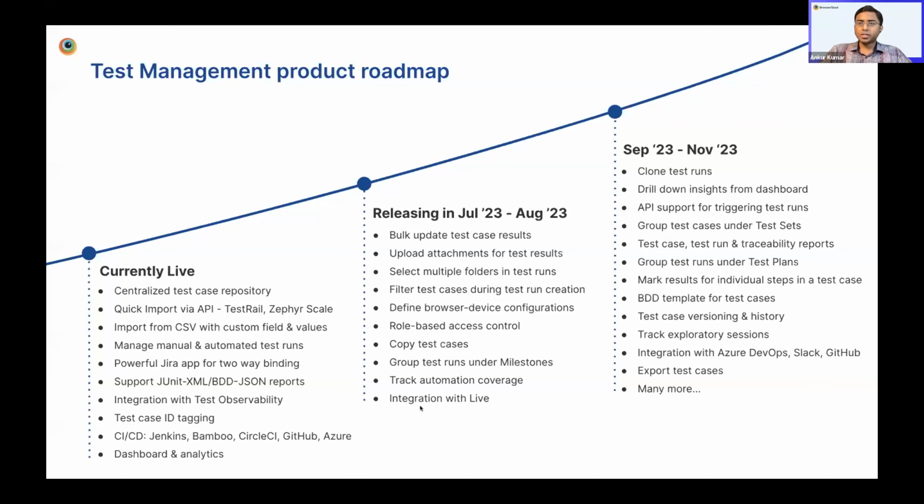We'll have other integrations like Azure DevOps, Slack notifications post your test run is completed, GitHub link as well, so that you can directly jump into a GitHub repository from your specific test execution, right? And likewise, how we have built a Jira plugin to give you traceability, we will build a similar kind of plugin for Azure DevOps platform as well.